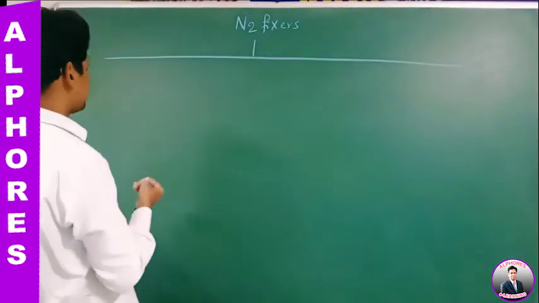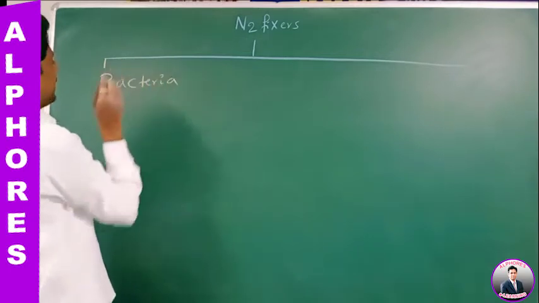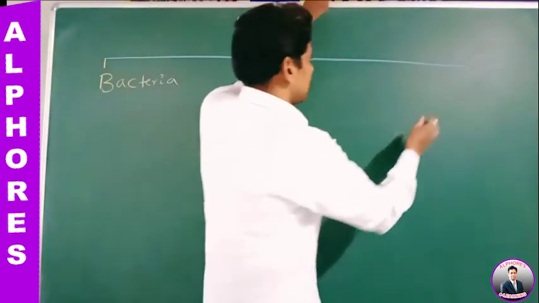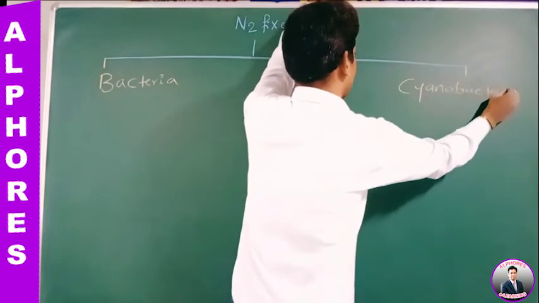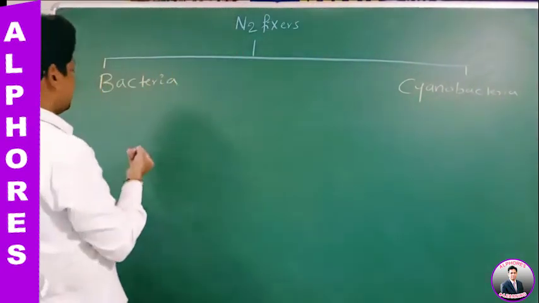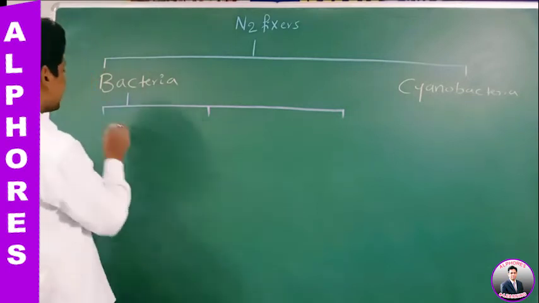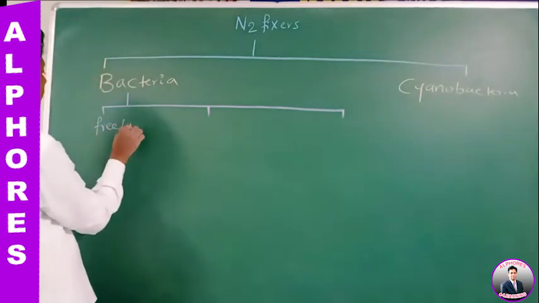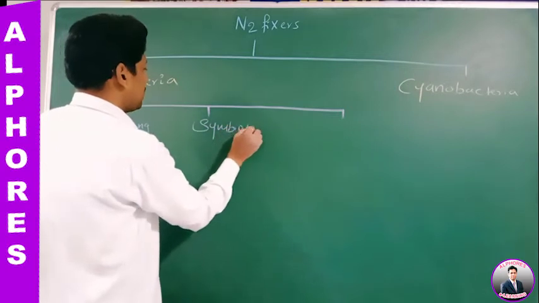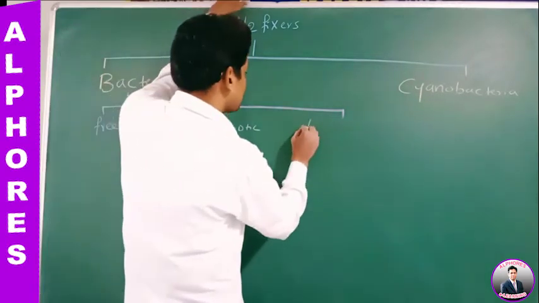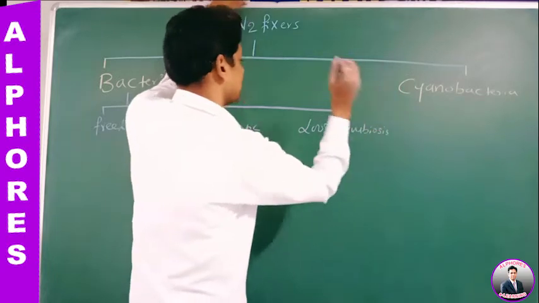The first one is bacteria, and the second one is cyanobacteria. Go for the first one, bacteria. This bacteria can fix nitrogen either in free living form, or in symbiotic form, or in loose symbiosis.